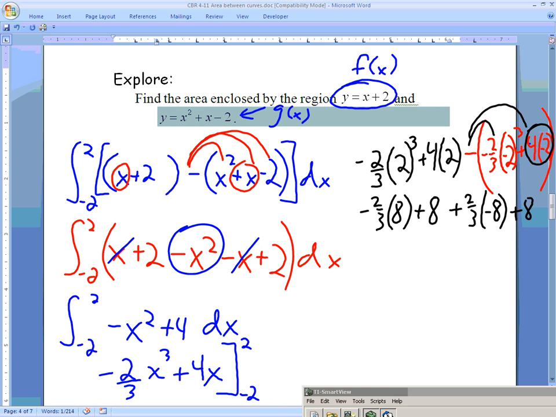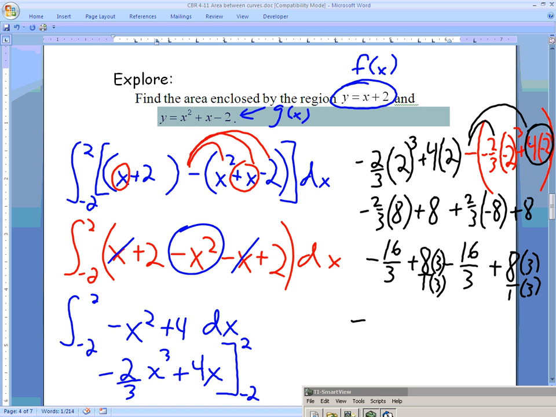So what do we notice here? I now have negative 8/3 plus 8 minus 8/3 again plus 8. So it's basically the same expression twice. So I just need to double it. But in order to combine these like terms, I need to get a common denominator. So I'm going to make this 8/1, multiply both the top and the bottom by 3. And I can do that over here as well.